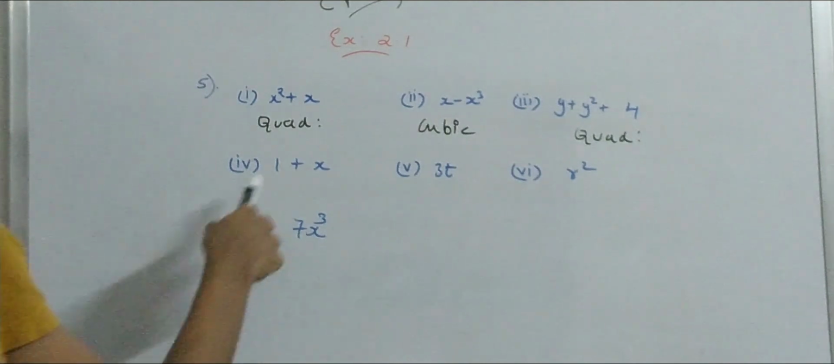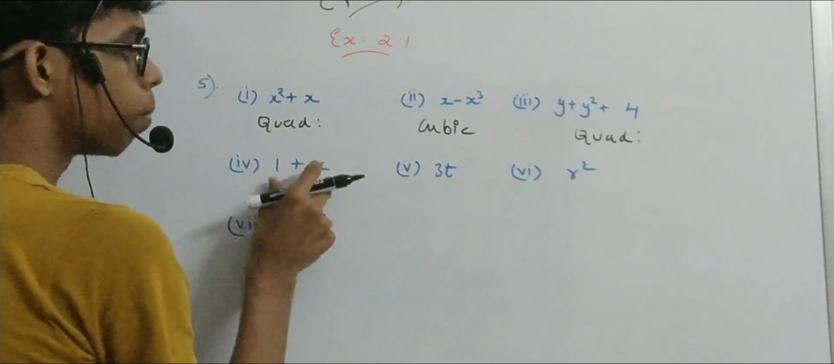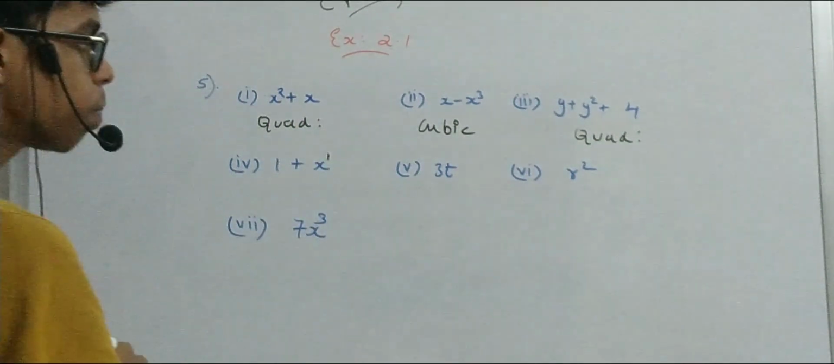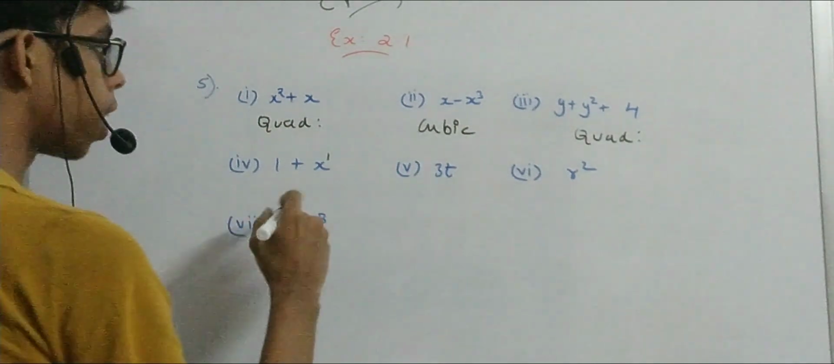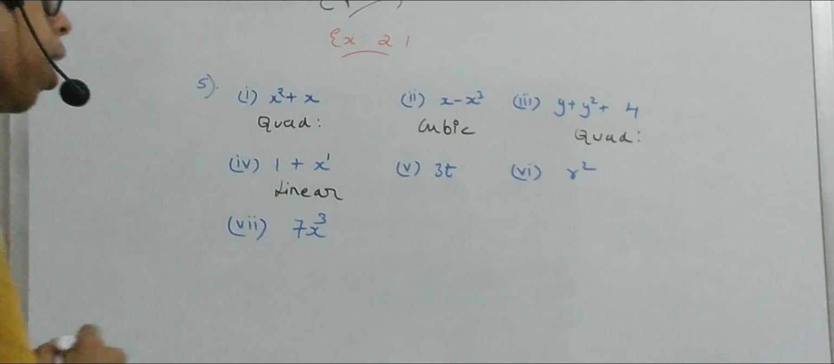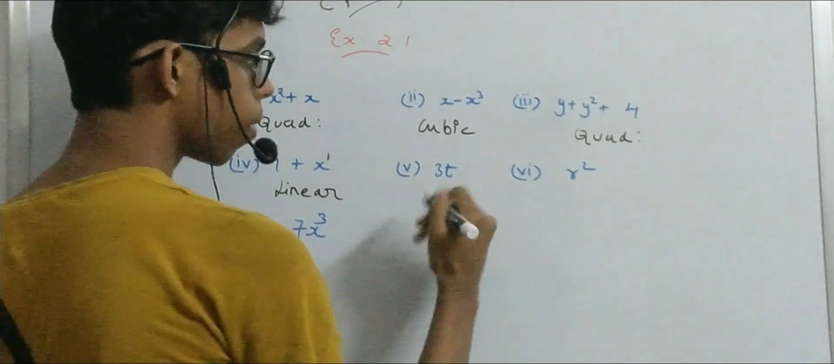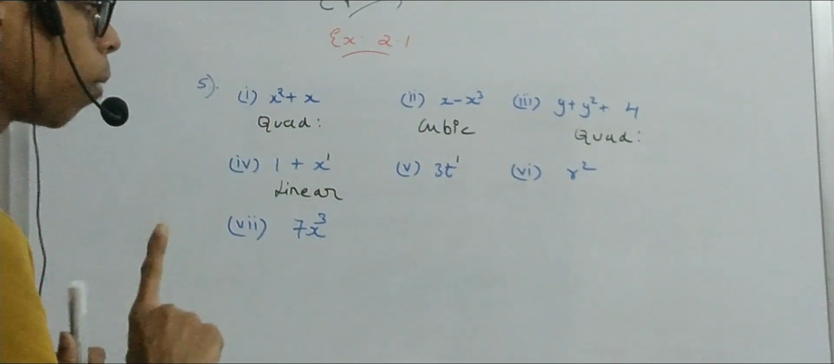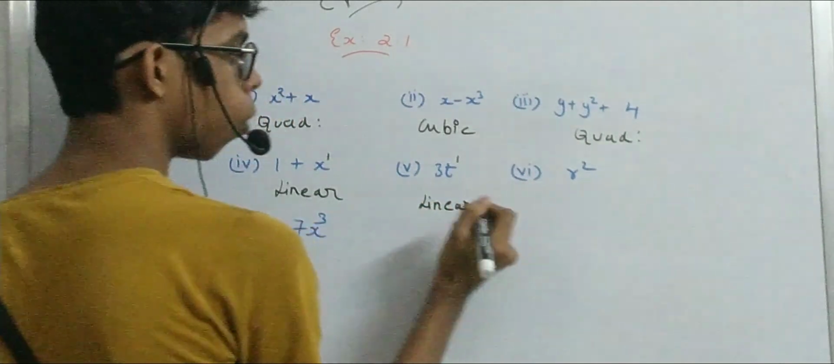Okay, next one is 1 plus x. Here, the highest power of the variable, this x we can write as x raised to 1. So the highest power here is 1. So we know a polynomial with degree 1 is called a linear polynomial. Next one also, 3t. Here also we can write this t as t raised to 1. That means the degree of the polynomial is 1. So this also will be a linear polynomial.